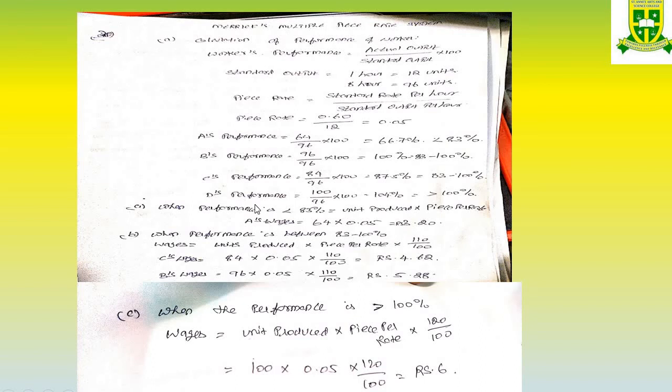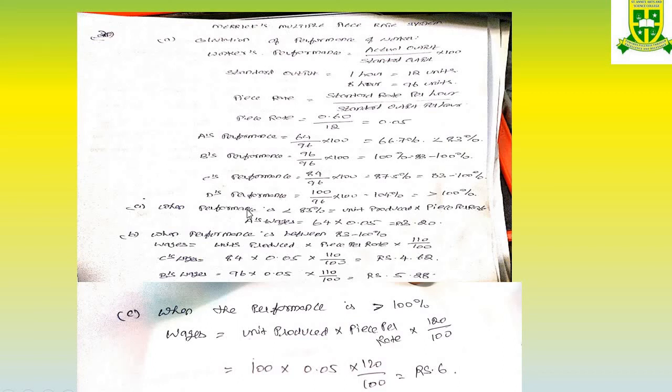Here 2 persons come under 83 to 100%, so write the formula and finish the work for the 2 wages. Units produced into piece rate into 110 by 100. Who are the 2 persons? B and C. B's actual output is 96, so 96 into 0.05 into 110 by 100, which is 5.28. C's actual output is 84, so 84 into 0.05 into 110 by 100, which is 4.60.